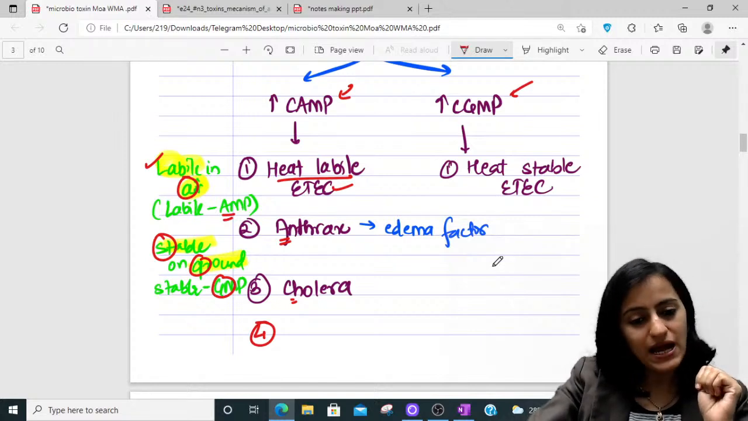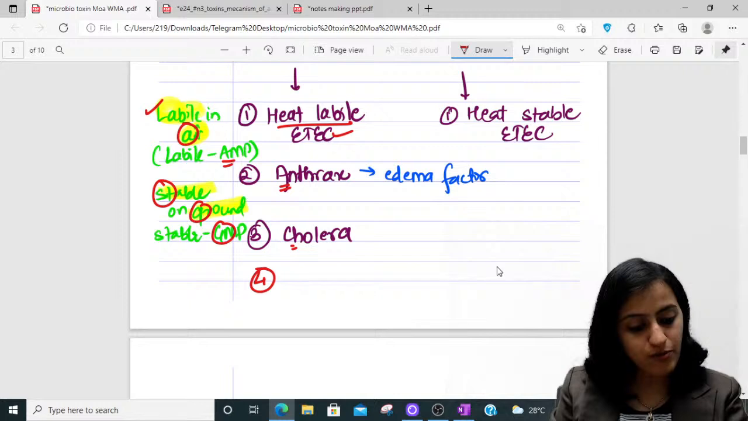Which is that toxin which acts by increasing cyclic AMP apart from all of this? Anyone?